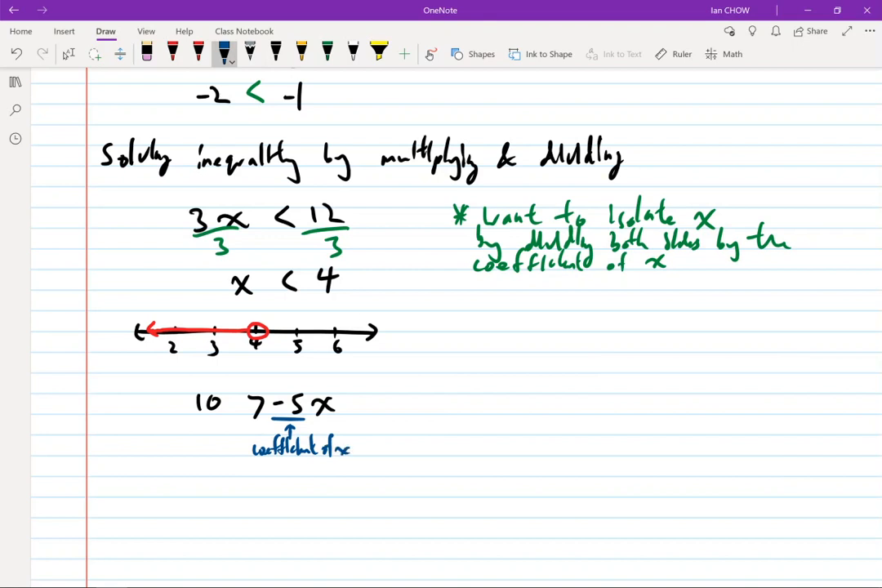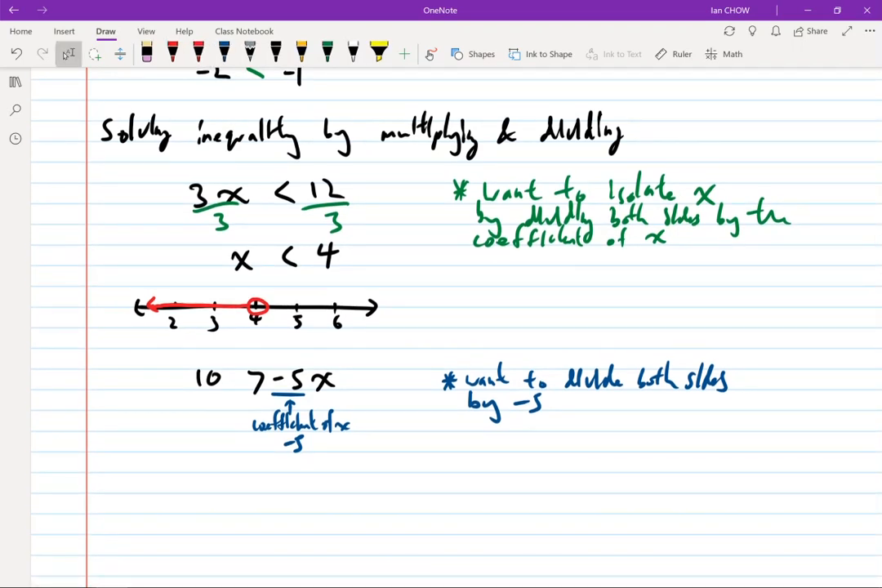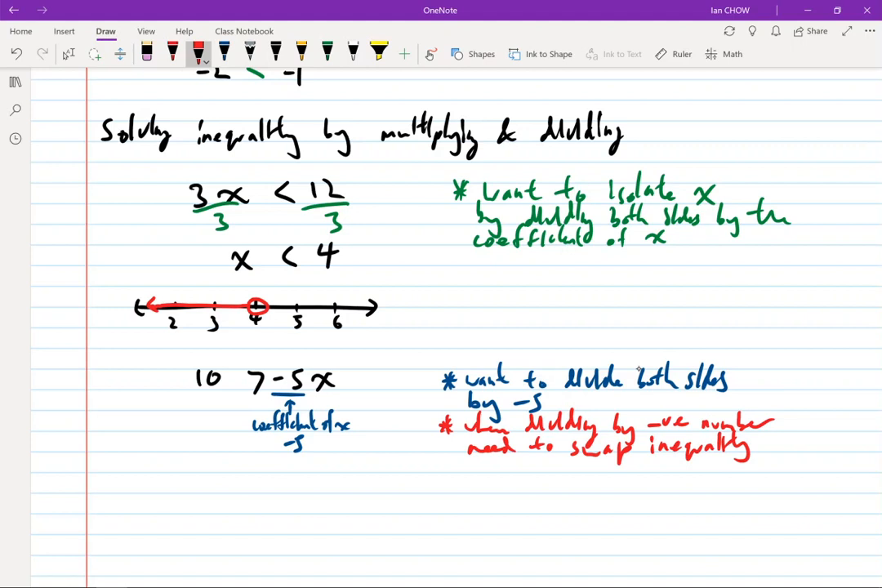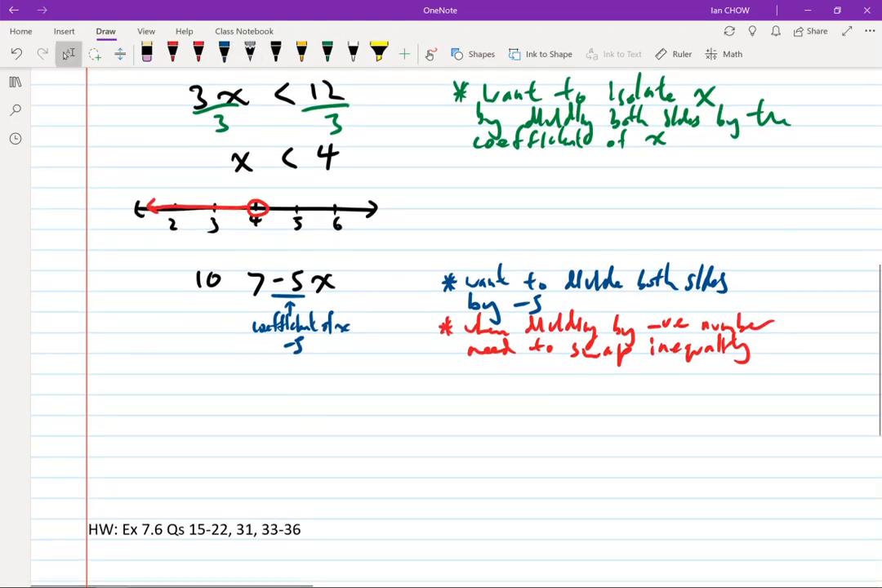The coefficient of x is negative 5 over here, which means in order to get rid of it, we want to divide both sides by negative 5. And so we also have to remember when dividing by a negative number, we need to swap the inequality. So let's go ahead and do this. And so when we're dividing both sides by 5, let me just show my working out.